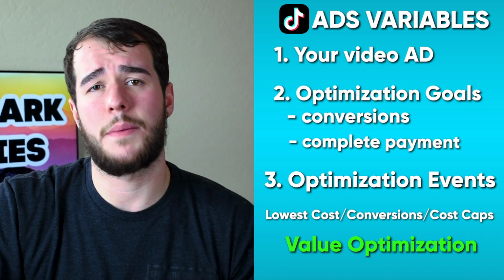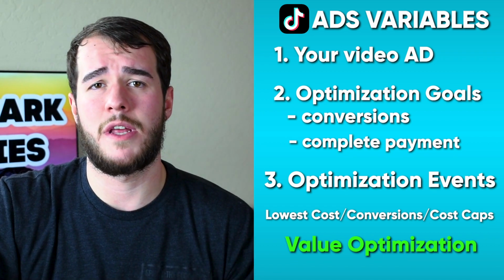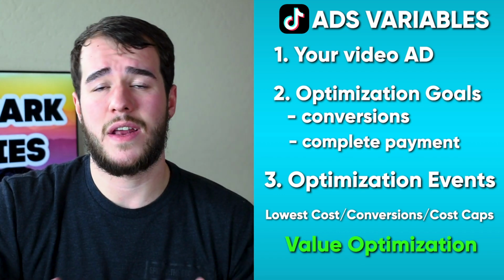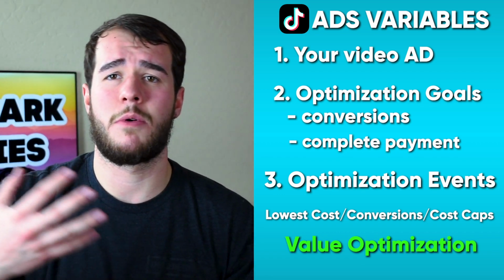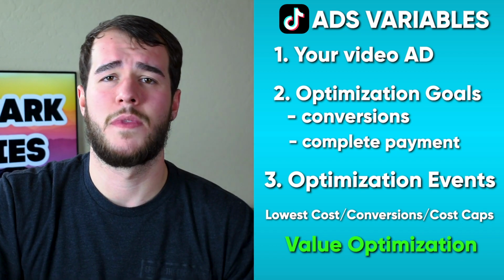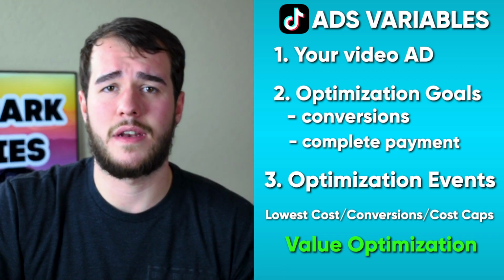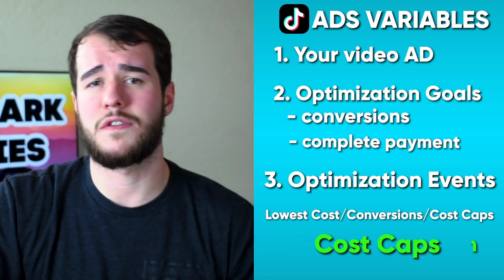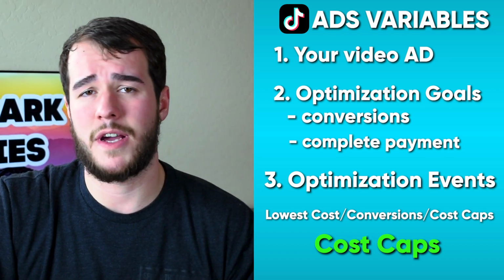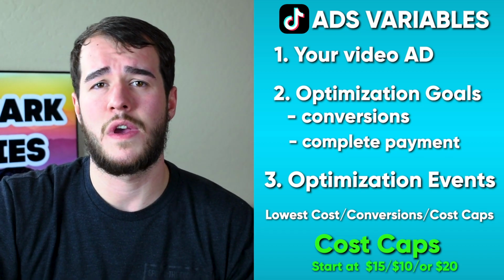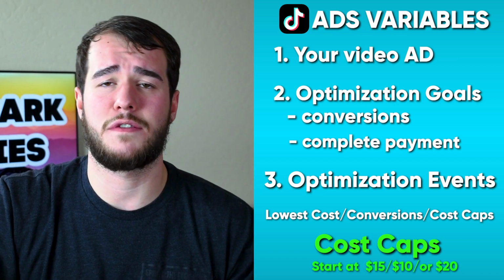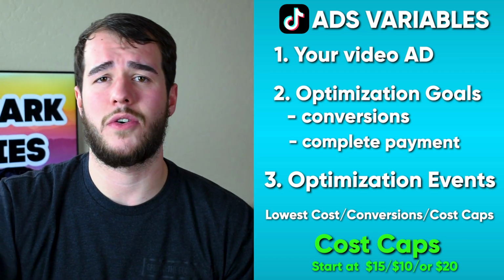Now, in terms of value optimization, I usually don't do a minimum ROAS, but you can also split test no minimum ROAS and with a minimum ROAS. And if you don't know what that is, then you will know what that is when you see it. Same thing with cost caps. Usually I'll start my cost cap out at $15. However, you can also test $10 bids, $20 bids.